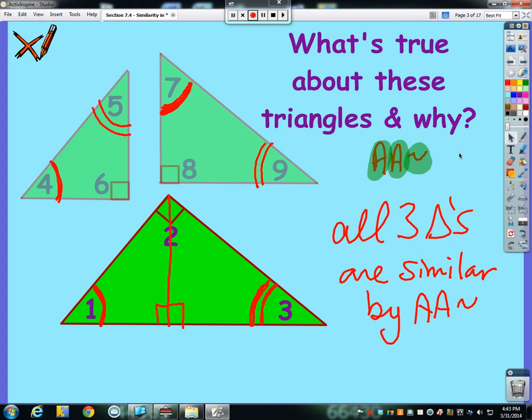Now, besides all the angles matching up and being congruent, what does that mean is true about all of our side lengths between these three triangles? It means that they're not congruent, remember, but they are proportional. That's where we are going to start our investigative task.